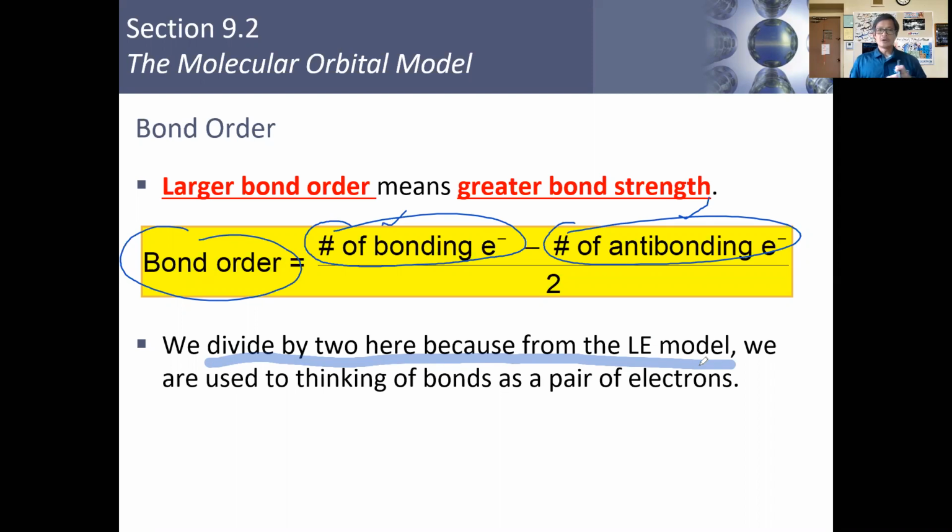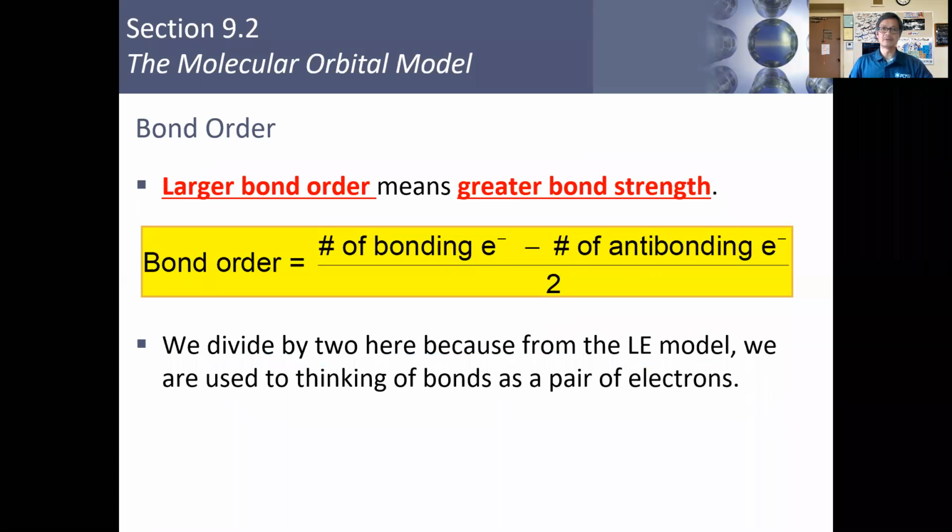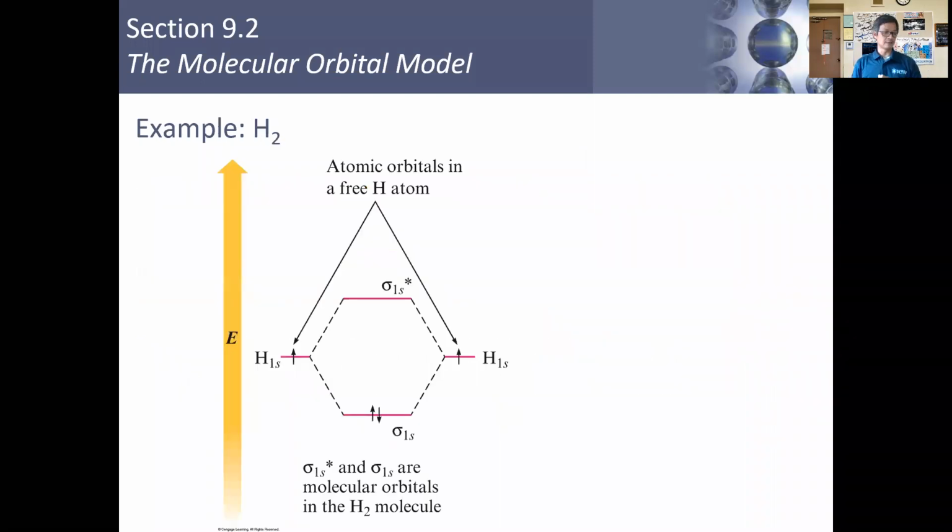All right, let's go ahead and do an example. We used hydrogen, the hydrogen molecule, and the hydrogen ion. So remember, in order to calculate the bond order, we need to identify the number of bonding electrons and the number of antibonding electrons. And how do we find that?